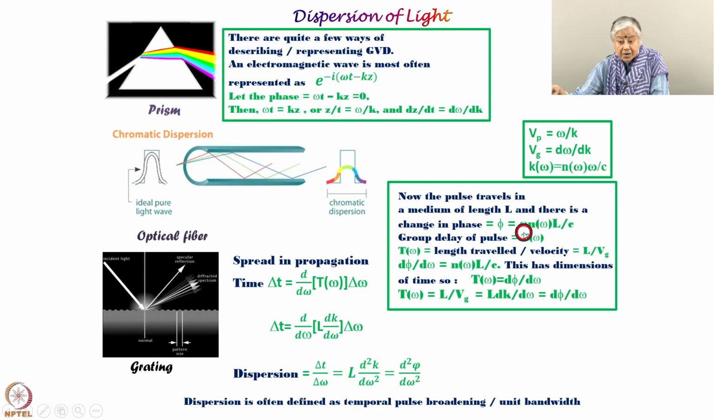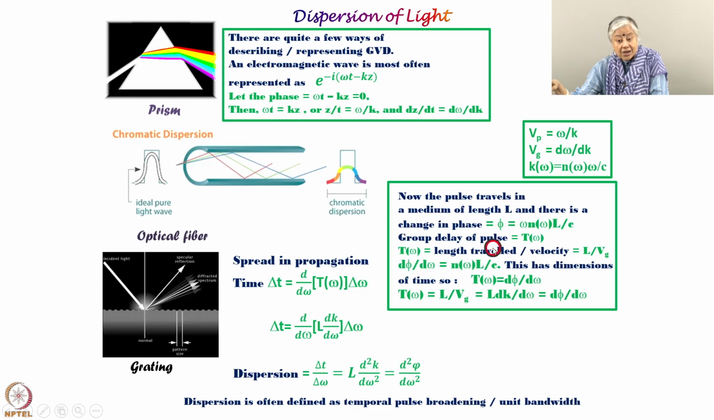Phi will depend obviously on the length it travels, and the phase between the different wavelengths will change. It will depend also on the refractive index of the medium, and the refractive index on its own is again dependent on the frequency, and c is the velocity of light. So, you can understand the phase change is equal to omega n(omega) L by c.